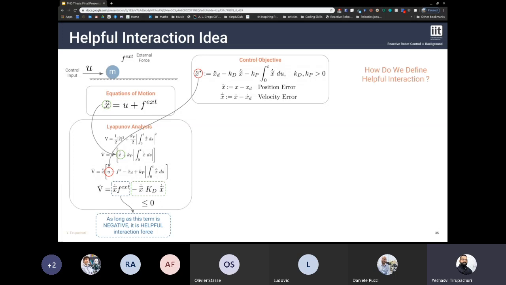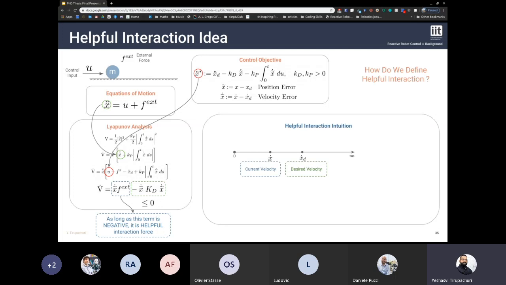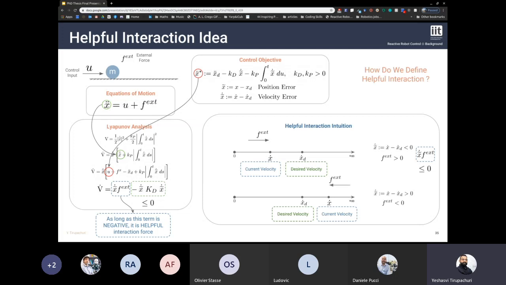Now, let us look at this idea through another intuitive example. Let's consider a case where the current velocity is lagging behind the desired velocity. In this case, the velocity error is negative. Now, an interaction force that is applied on the current velocity, which pushes it towards the desired velocity, is in the positive direction. And this can be characterized as a helpful interaction because the first term of the Lyapunov function derivative becomes negative. Similarly, let's look at another situation where the current velocity is leading the desired velocity, and an interaction force applied in the negative direction, which pushes the current velocity towards the desired, is characterized as helpful interaction.